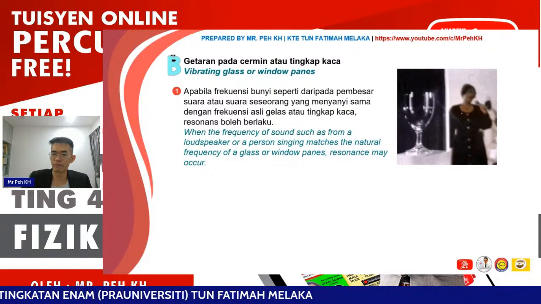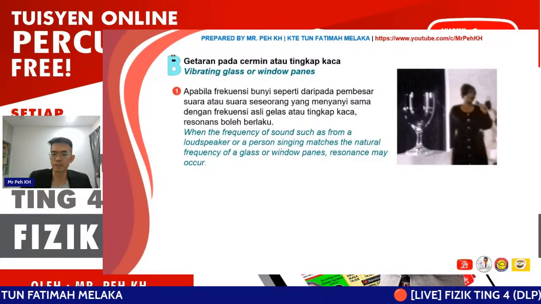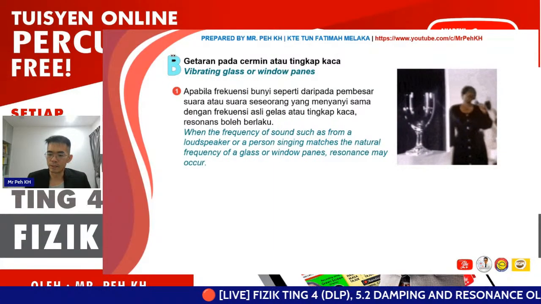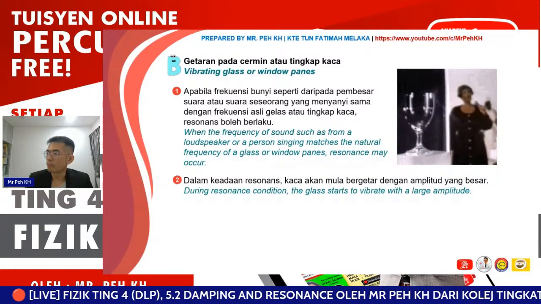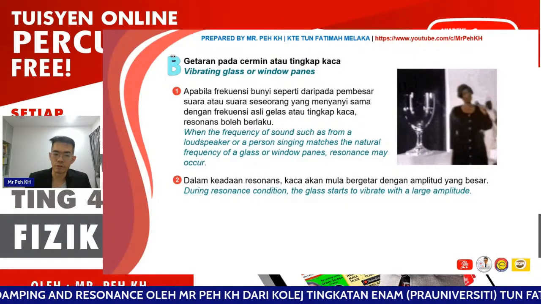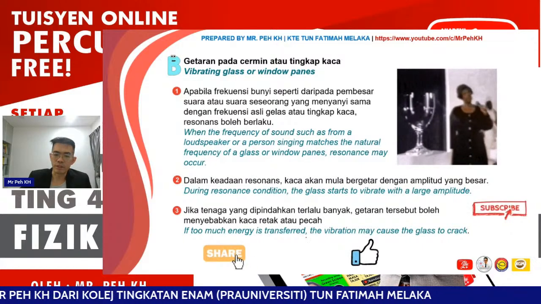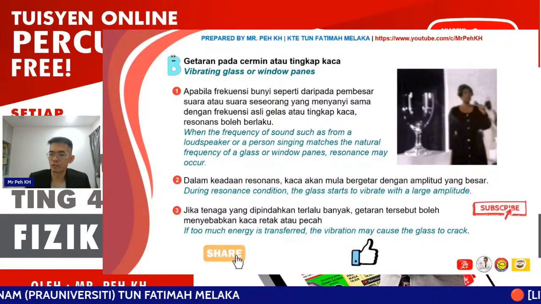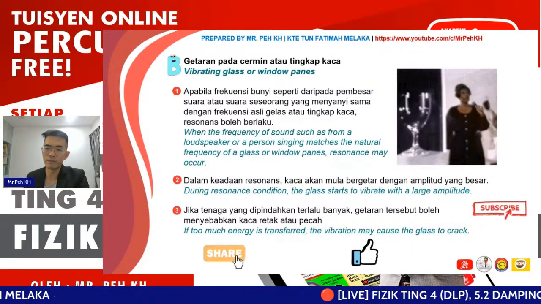Or you can look at this GIF. The frequency of the sound produced by the singer is the same as the natural frequency of the glass. So the glass might vibrate at the largest amplitude during the resonance condition. If too much energy is transferred, the vibration may cause the glass to crack. Okay, so this is the second bad effect of resonance in our daily life.